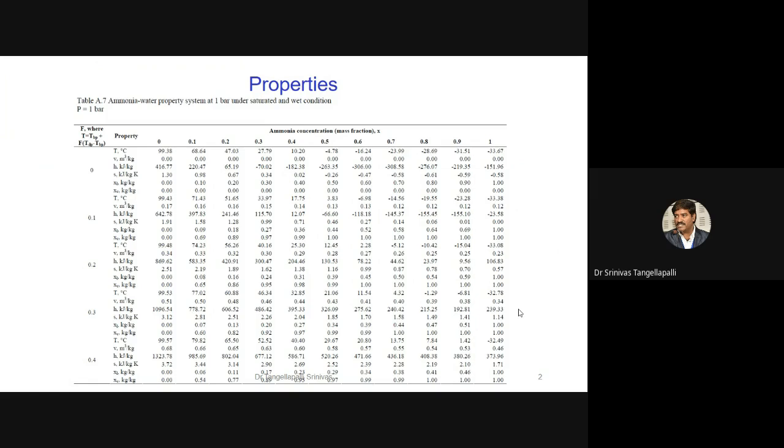Even in graphs, you see a loop, a family of the saturated liquid, auxiliary, and saturated vapor, three curves together, pertaining to one particular pressure. Similarly, this one table is related to one pressure only, at constant pressure. This is the ammonia water vapor property system at 1 bar under saturated and wet conditions.